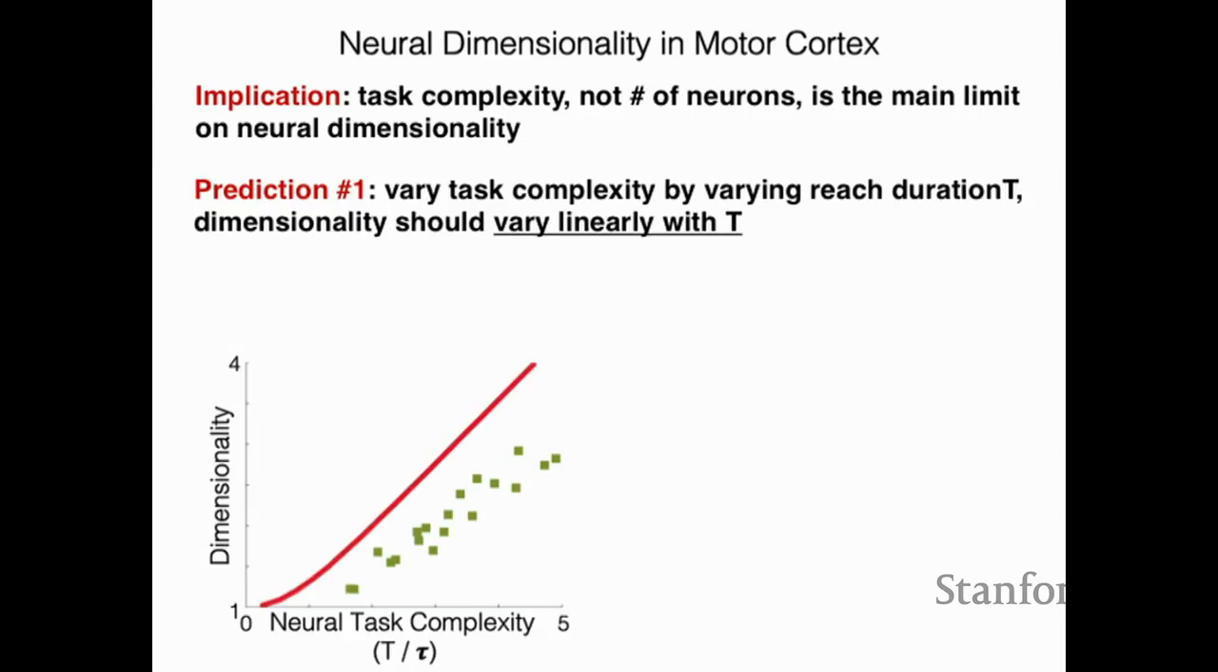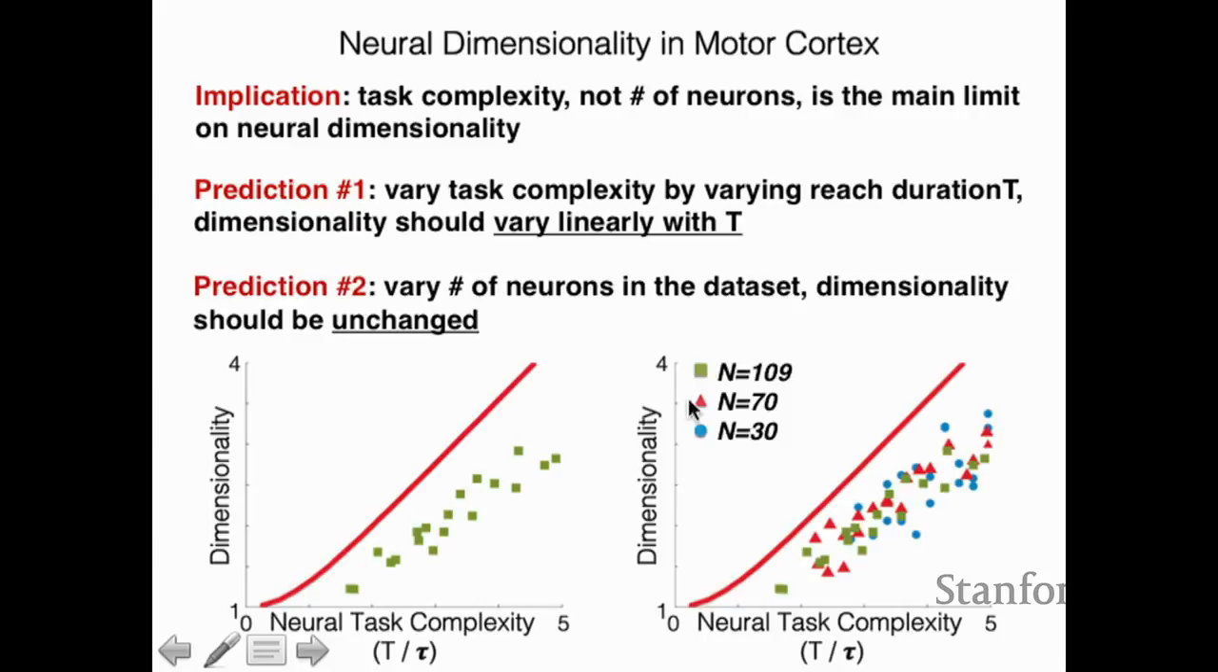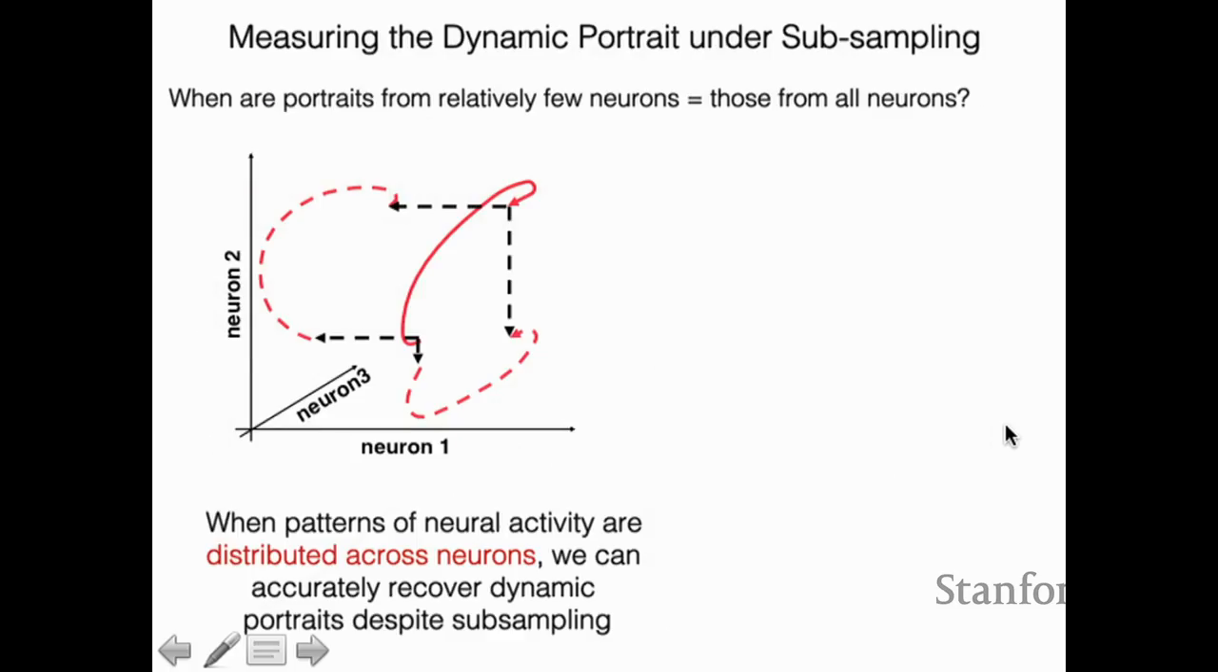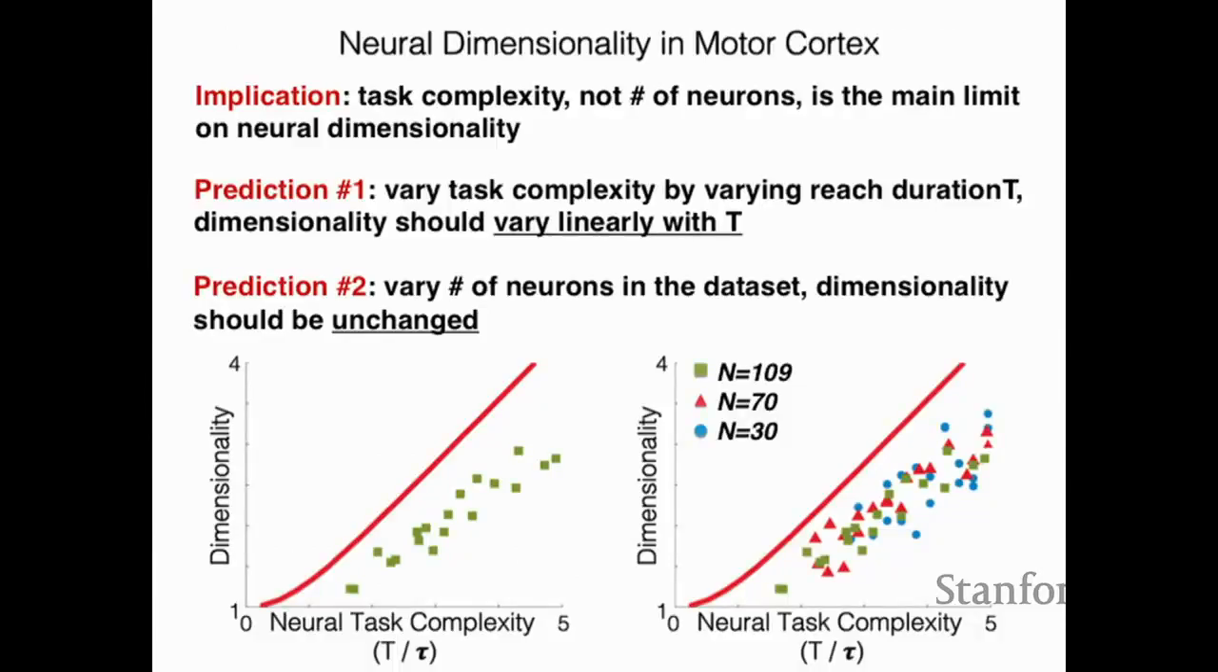Okay? So prediction number one is verified, right? As you vary the task complexity by varying the duration of the reach that you analyze, you find that the dimensionality increases with the reach duration. It hugs this kind of dimensionality upper bound set by the complexity of the task. And two, as you drop even 60% of the neurons, the dimensionality remains largely unchanged. Okay? So, okay, that's the most boring part of the talk.